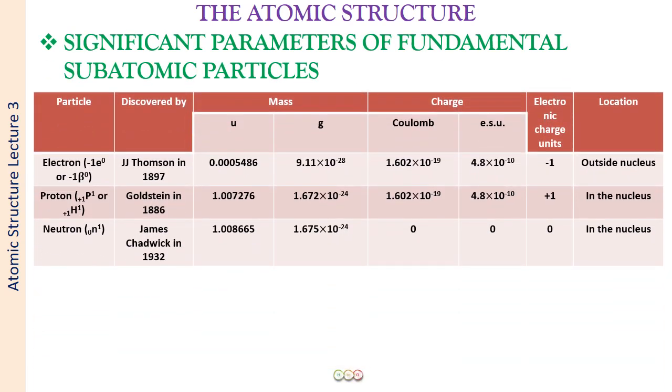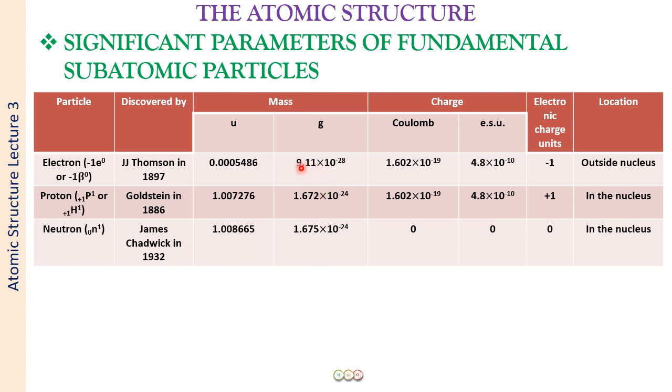So now we have basically a chart to just recapitulate what all we have discussed about the fundamental particles. So here we have the electron, the symbol for the electron, and then electron was discovered by Sir J.J. Thomson, proton by Goldstein, and neutron by Chadwick. And then we have the atomic mass unit scale mass for us in AMU, and then in grams the mass of the electron, the proton and the neutron.